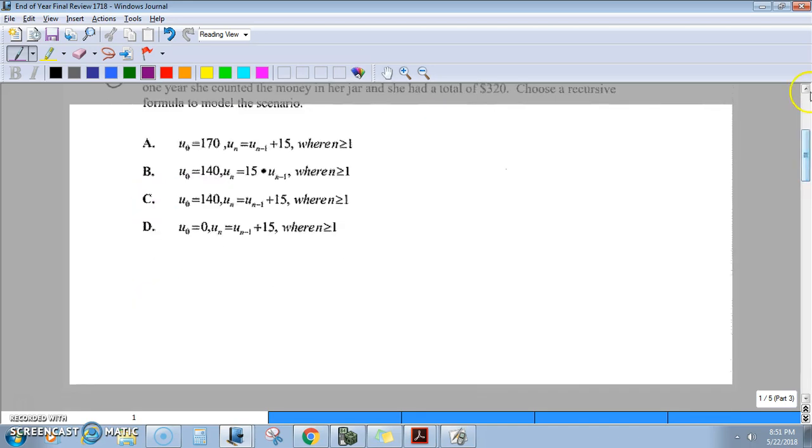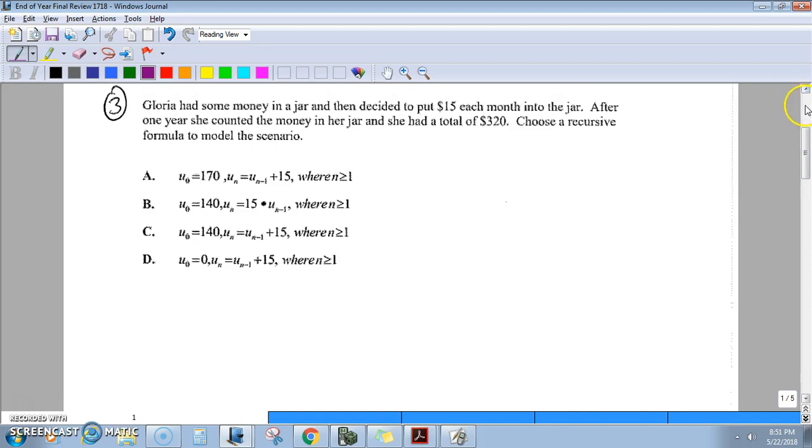2, 3. Gloria had some money in a jar and decided to put $15 each month into the jar. Okay, so if she's adding $15 each month, I've eliminated B, right? There we're multiplying $15. And after 1 year, she counted the money in her jar and she had a total of $320. Choose a recursive formula to model this scenario.